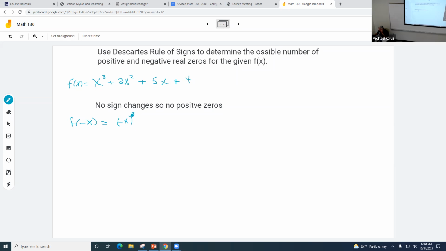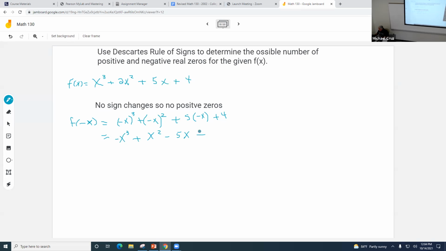So now we're just going to replace all the x's with a negative x, and that's what is called f of negative x. So this is still negative, because it's negative x times negative x times negative x. Anytime you have an odd number of x's, it's still going to be negative. This one's going to be positive though, because negative x times negative x is positive.